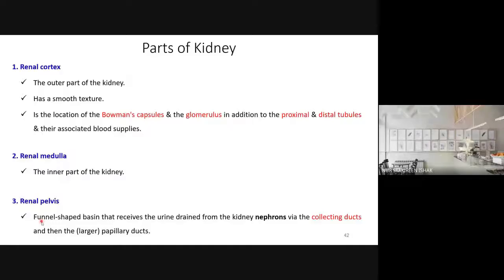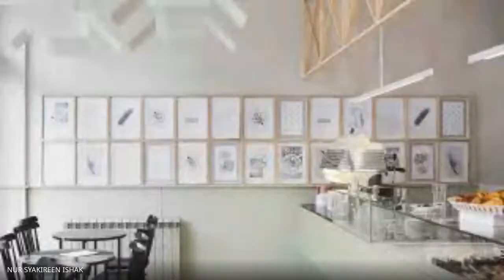Okay, so the renal pelvis is a funnel-shaped basin that receives urine drained from the kidney nephrons, from all the nephrons within the kidney, via collecting ducts and then the larger papillary ducts.